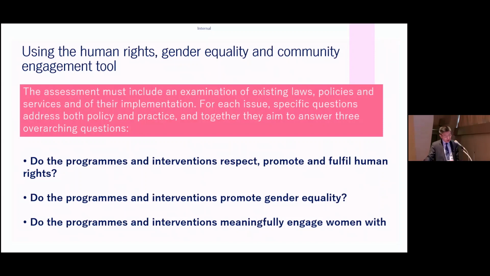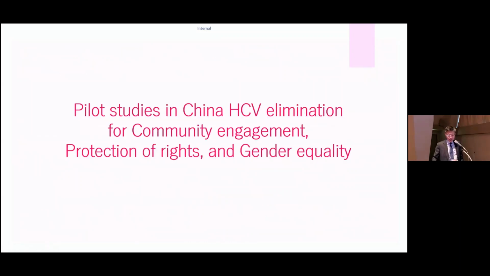overarching questions. The first one is, do the programs and interventions respect, promote, or fulfill human rights? The second one, do the programs and interventions promote gender equality? And the third one, do the programs and interventions meaningfully engage women? So therefore, our programs and interventions should touch on these three important aspects: rights, equality, and community engagement.